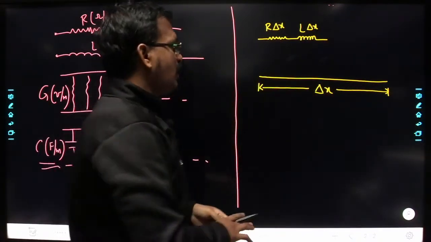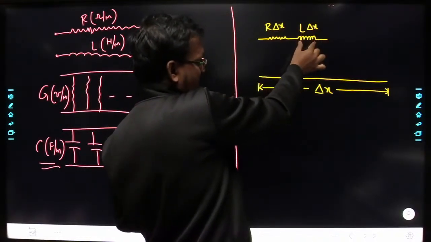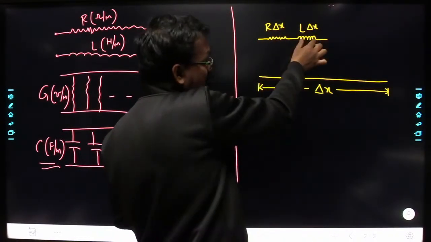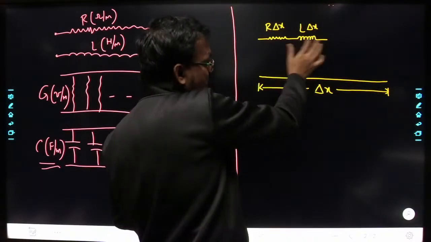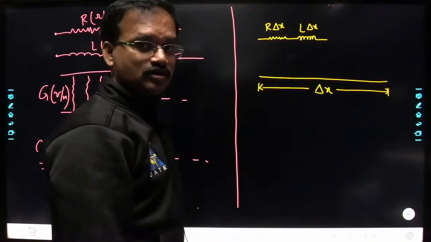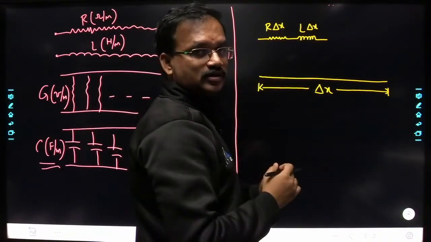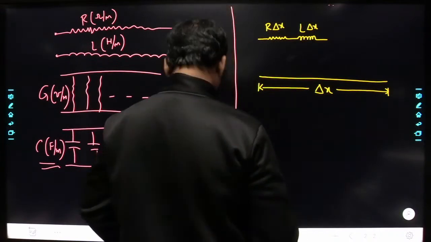Understood? And similarly, inductance also. It is not the inductance that is present at this particular location. This is the inductance that is distributed throughout this length of the transmission line. I am just developing its equivalent model, that's it.